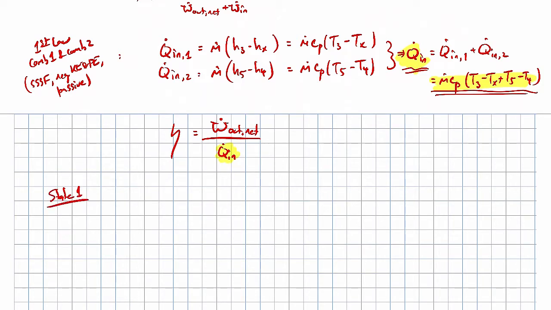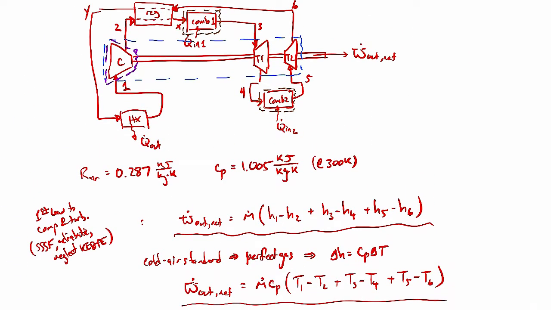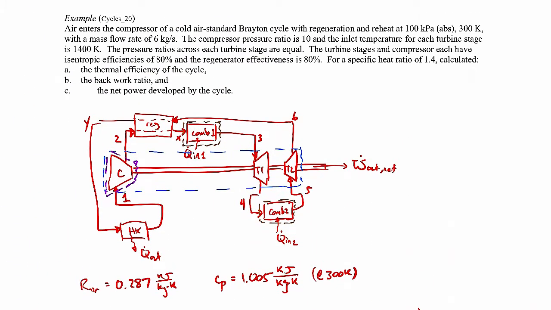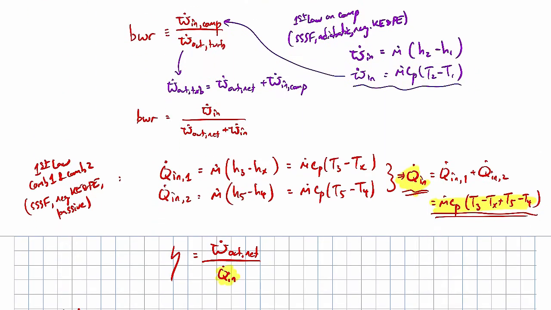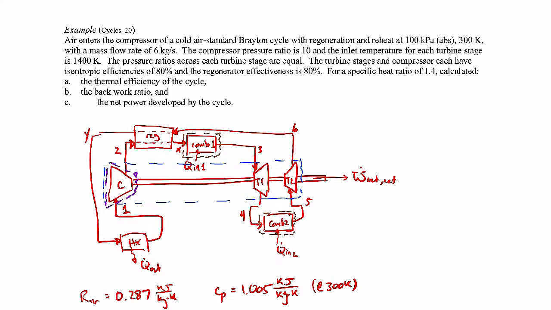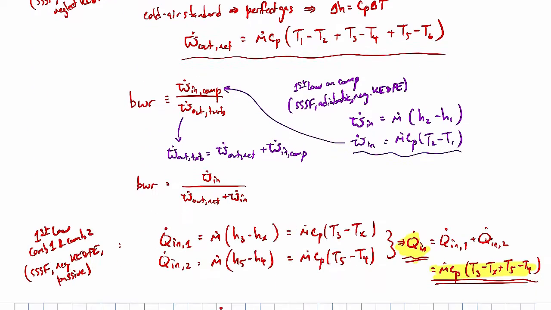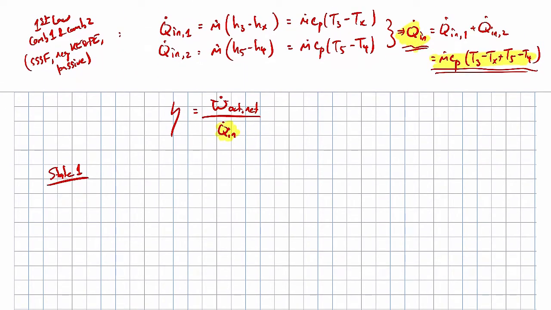So at state 1, we're actually given much of the information there. If you go back up to the problem statement, we're told the pressure and the temperature. We're also told the mass flow rate. So let's see, the pressure was 100 kilopascals, temperature was 300 Kelvin. So P1 is 100 kilopascals absolute. T1 was 300 Kelvin.